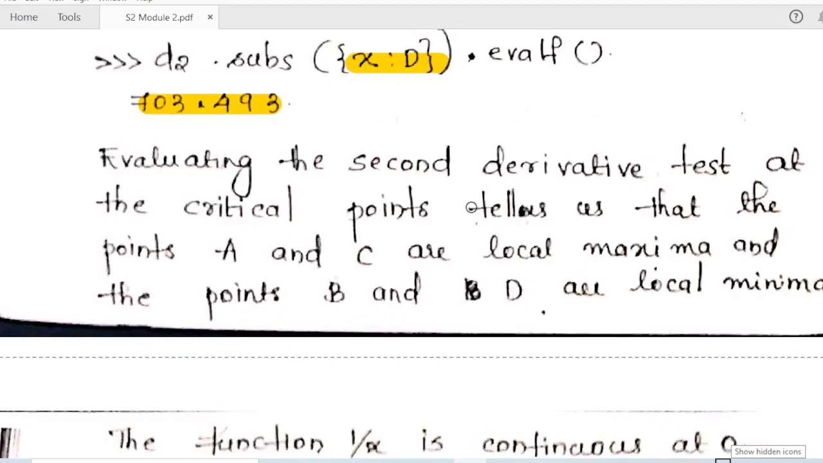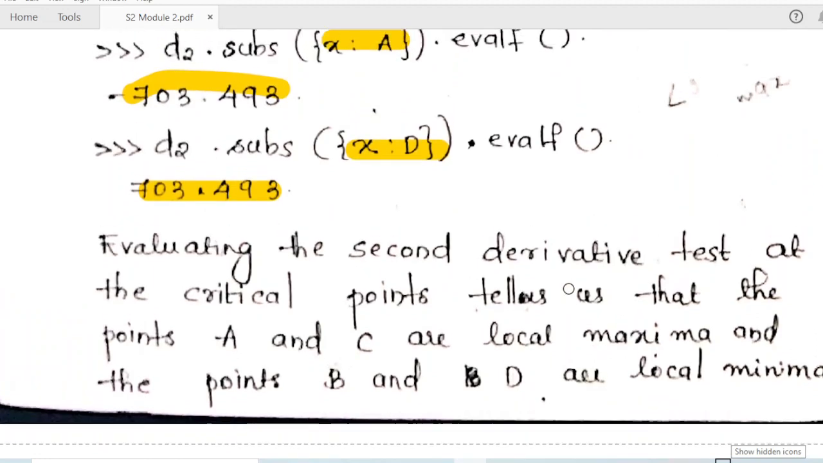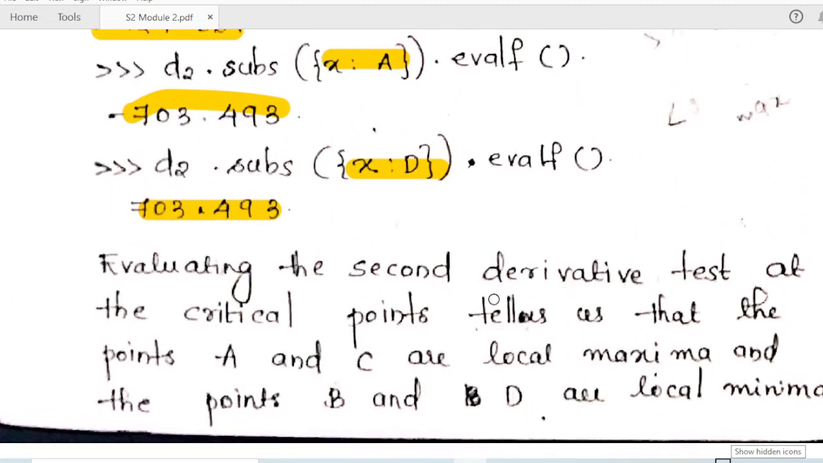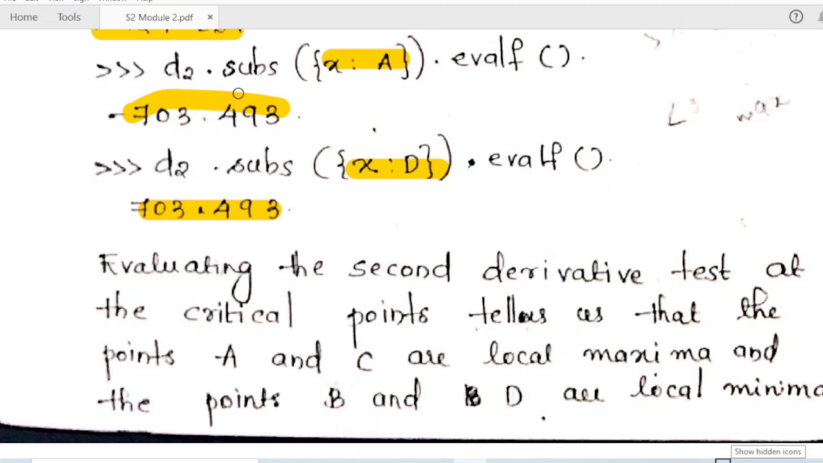Evaluating the second derivative test at the critical points tells us that the points A and C are local maximum and the points B and D are local minimum. That means we know that when the value of second derivative is negative, then at those points we call it local maximum, and if the value of second derivative is positive, those points are local minimum.